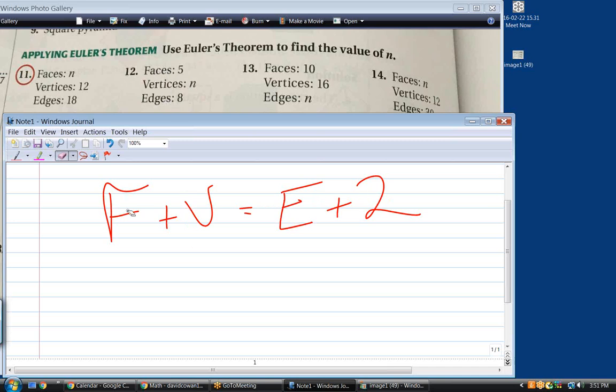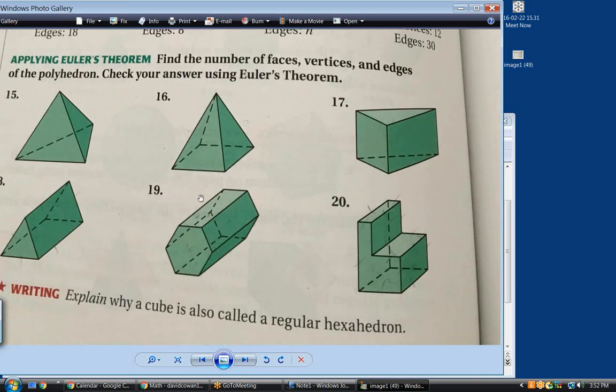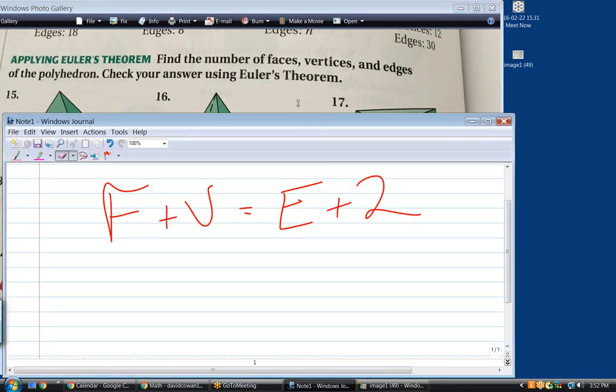As long as you start with this theorem and plug in your unknowns here, they're giving you 2 out of the 3: F, V, and E. Okay, so for 15, let's just make sure that it's right.